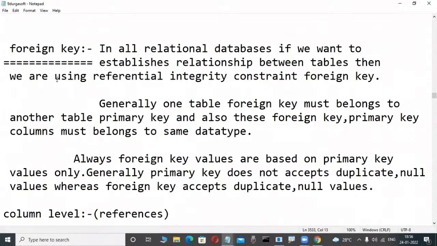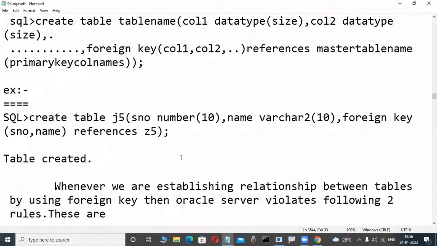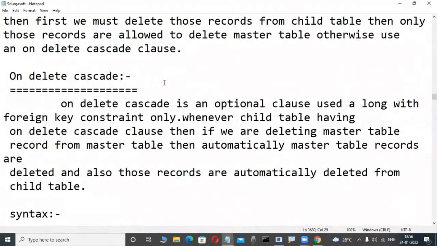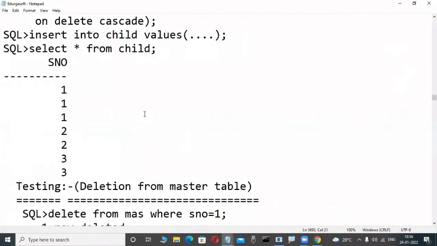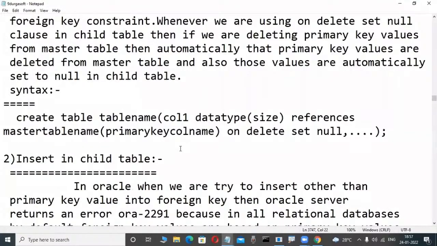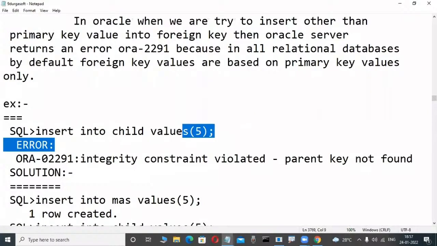Whenever master and child tables are there, the rules in every database are deletion from master table and insertion in child table. When deleting from master table, what happens? What is the on delete cascade clause? What is the on delete set null clause? And for insertion in a child table, what happens? These are all the things we are learning in our course.